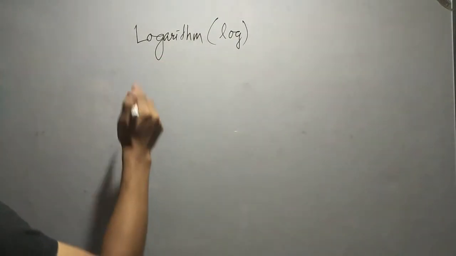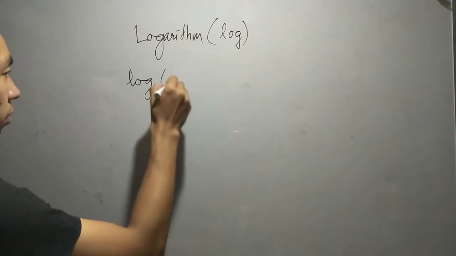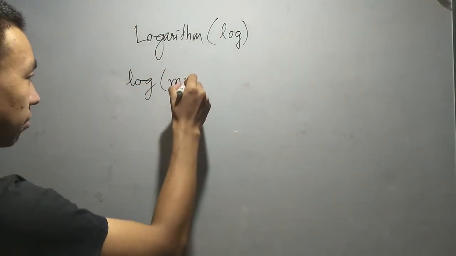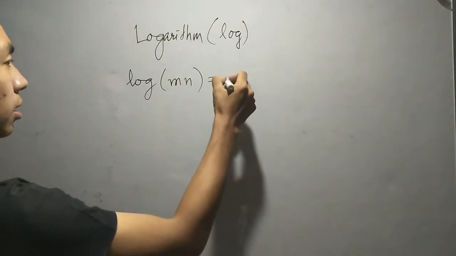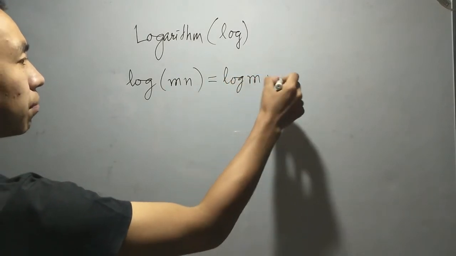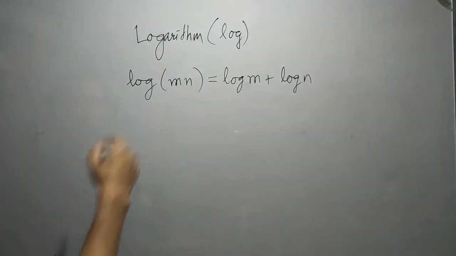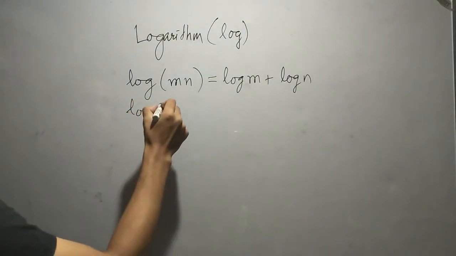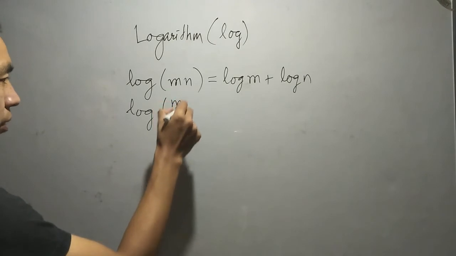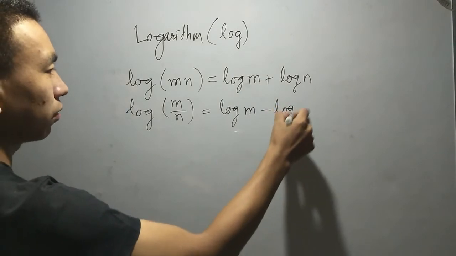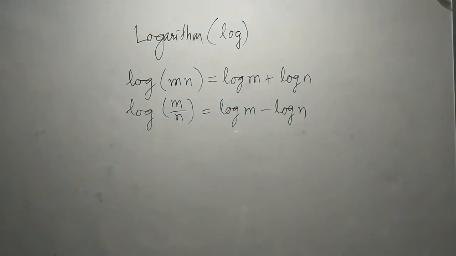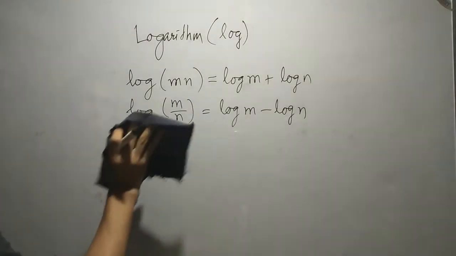Now let me give you two formulas for logarithm. The first one is the log of a product, that is mn, or you can take uv also. So log of mn equals log of m plus log of n. Then the next one is the quotient. So log of m by n is equal to log of m minus log of n. These are the two formulas that you have to keep in mind for logarithm. So that was all about logarithm.